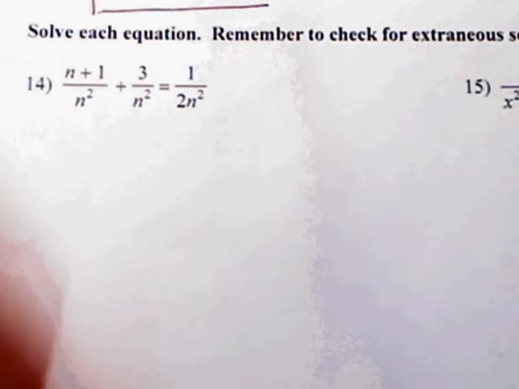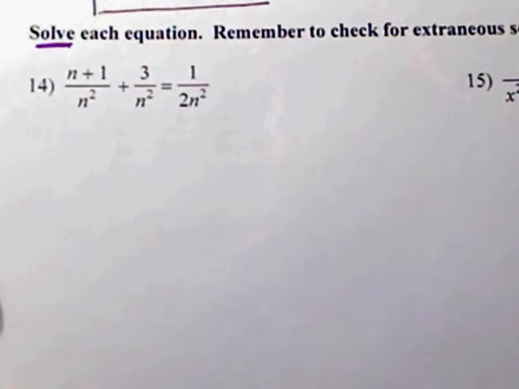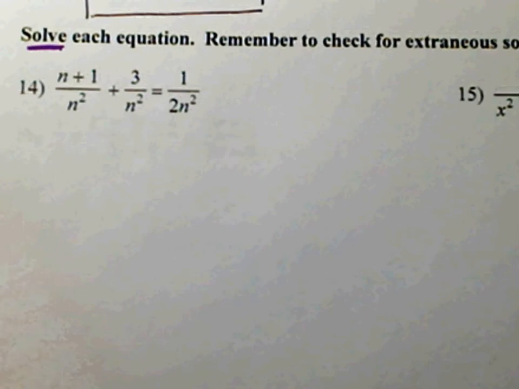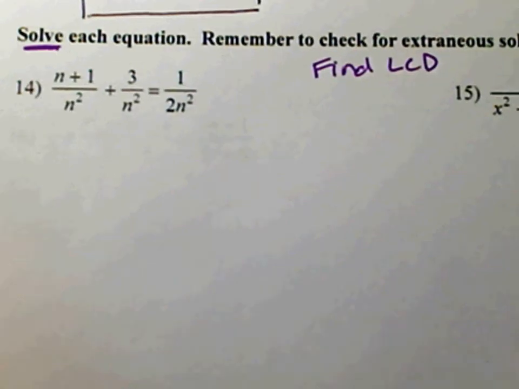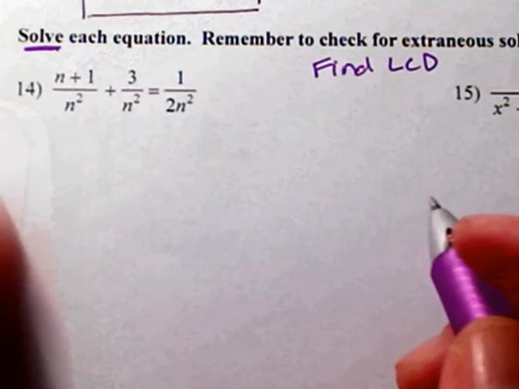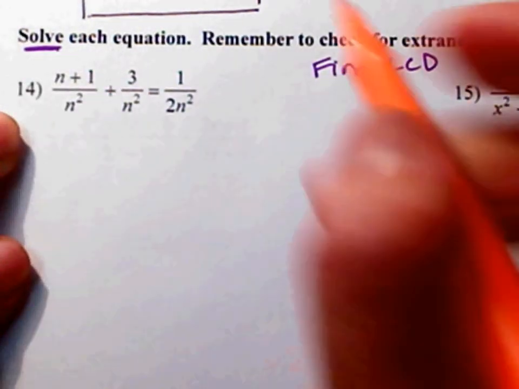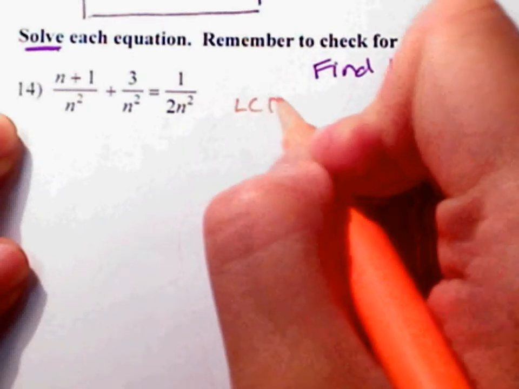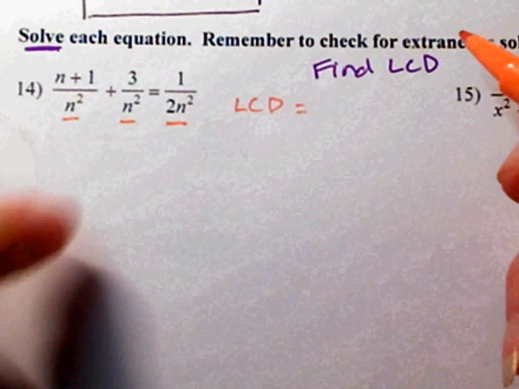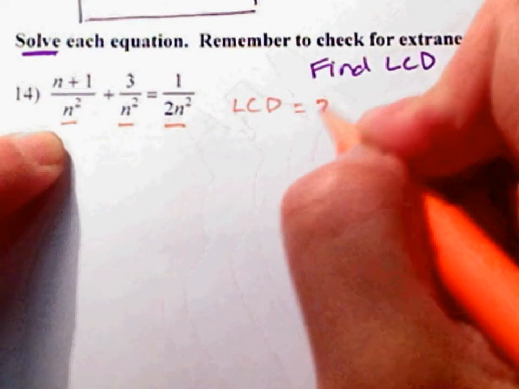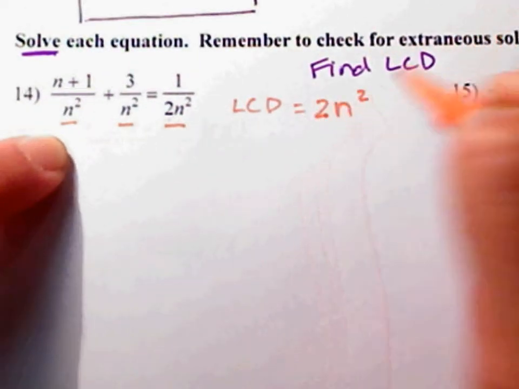Number 14. Now we're hitting solving. So just to refresh your memory, the easiest thing to do is you might want to find your least common denominator first. If you would do that, it will make it a lot easier. Okay? So find our least common denominator. For this one, look at your denominator. What would be the least common denominator? Notice your 2 is the biggest number. N squared is your biggest one, so that's your least common denominator.